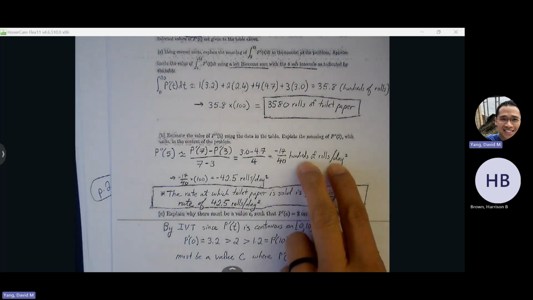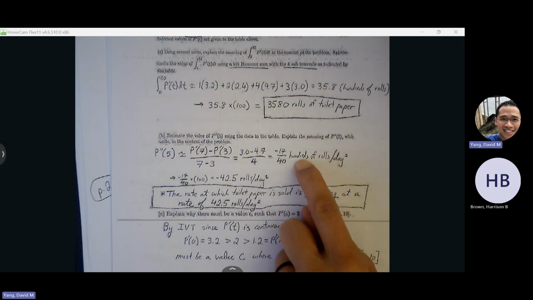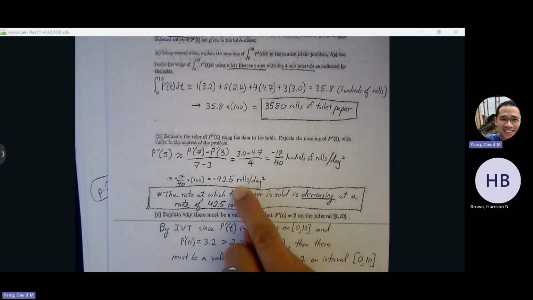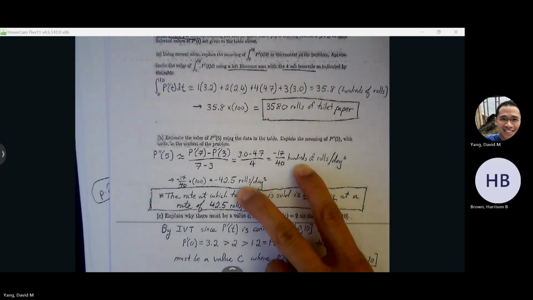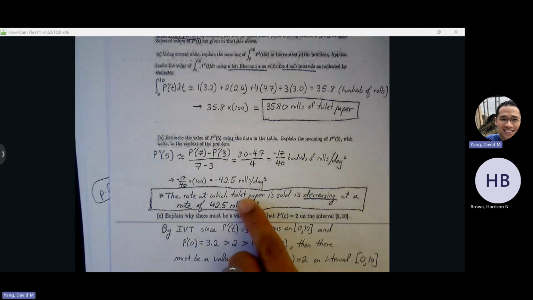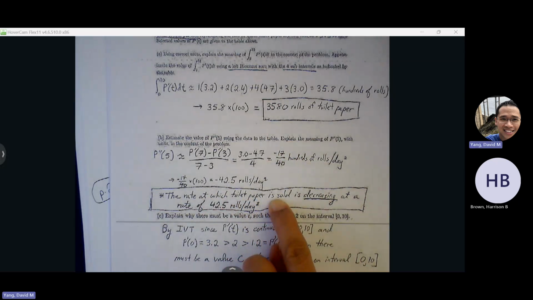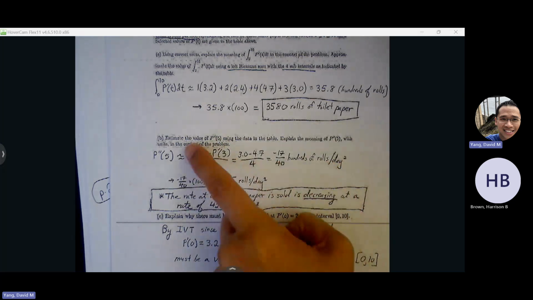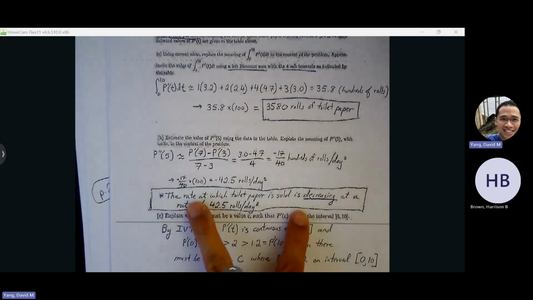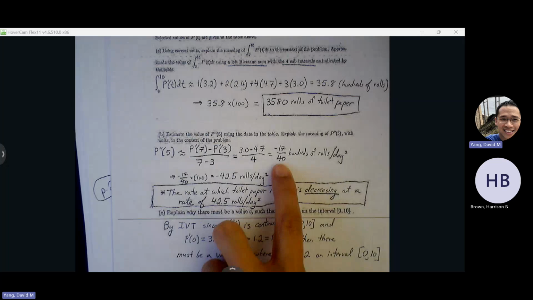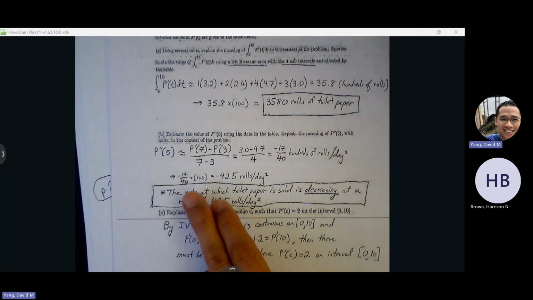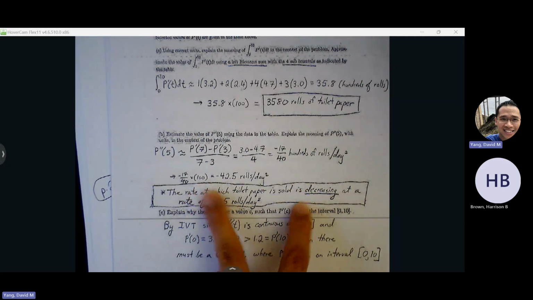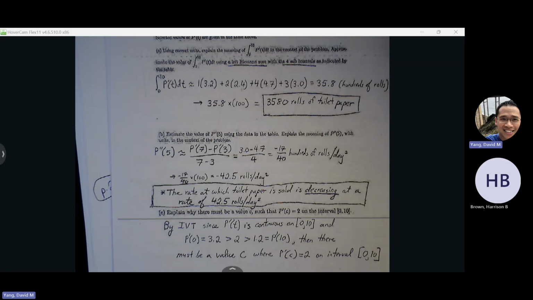Hundreds of rolls per day squared, or we can multiply that 100 through and make it -42.5 rolls per day squared, either way. But that negative indicates that the rate at which the paper is sold is decreasing. So anytime we see anything dealing with a second derivative, it's always because that positive or negative value is indicating that the rate is increasing or the rate is decreasing. There's a specific reason.